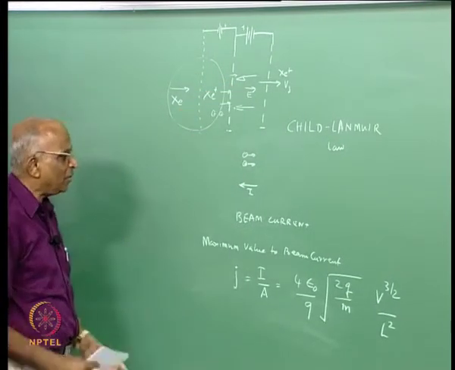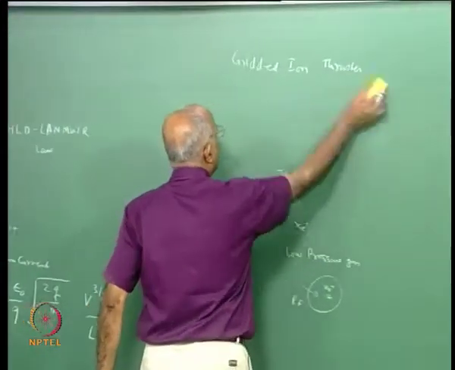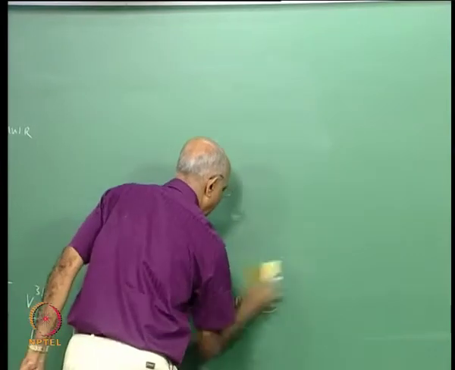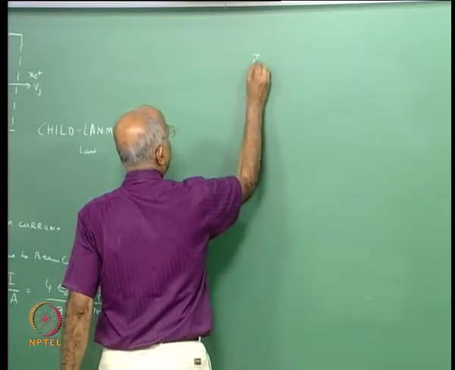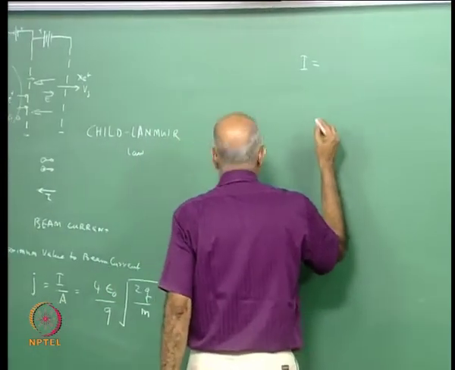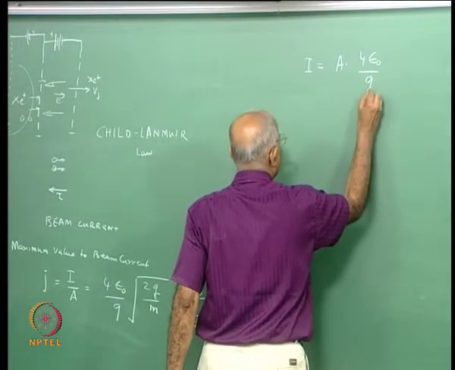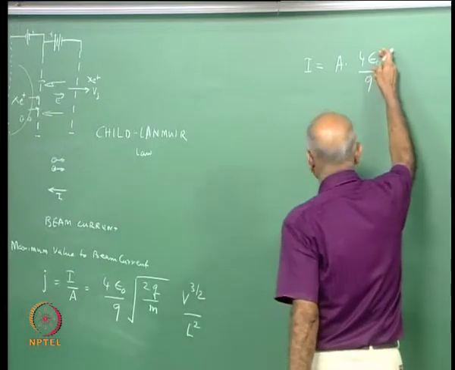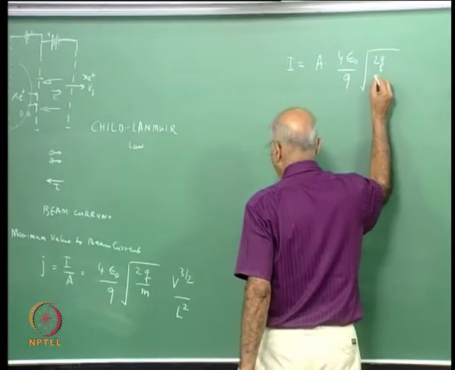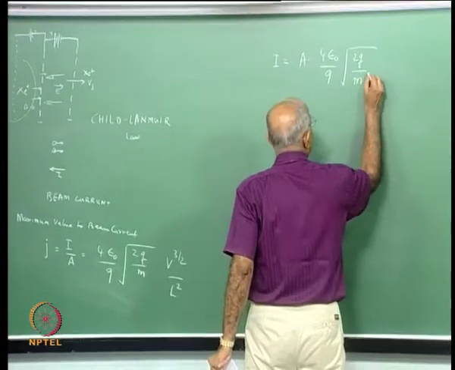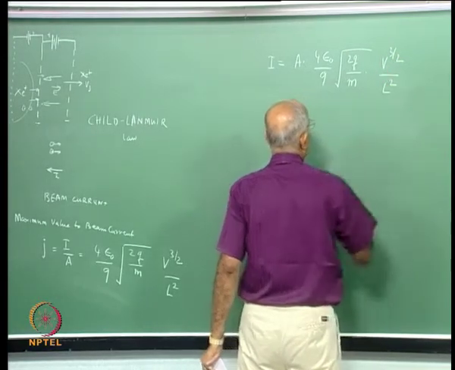Therefore, the maximum value of current which is possible in an ion rocket is now given by I equal to JA, where J is the critical value, let us say. Therefore, the maximum current I can get in an ion rocket is equal to A into 4 times the permittivity of free space divided by 9, the unit of permittivity we saw as farads per meter, into 2q divided by the mass of the charge, into voltage to the power 3 by 2 divided by L square.